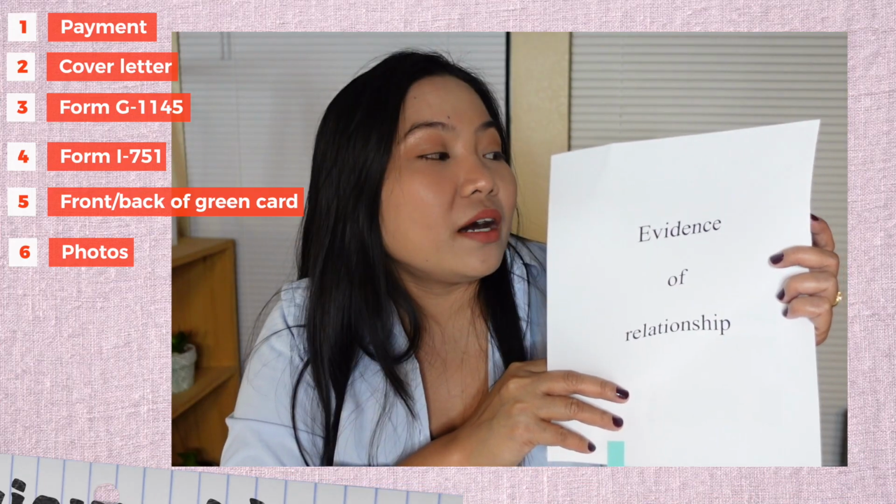The next one that I have provided is the evidence of relationship. The first one is the copy of photos, including captions, dates, and locations. On the photos, if you haven't checked my previous video, you can check it out on how I assembled it.